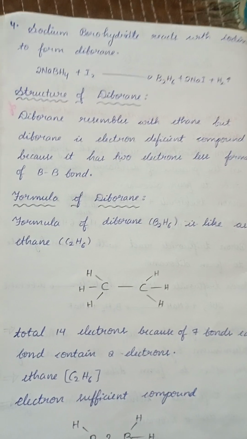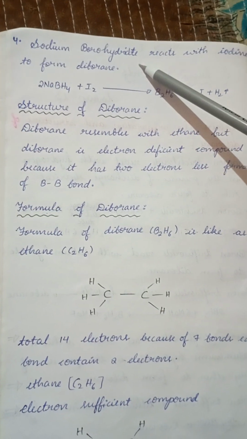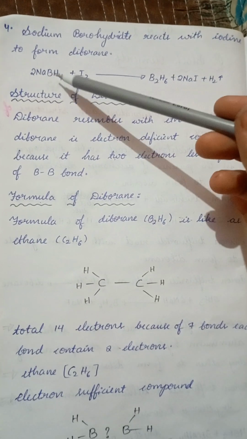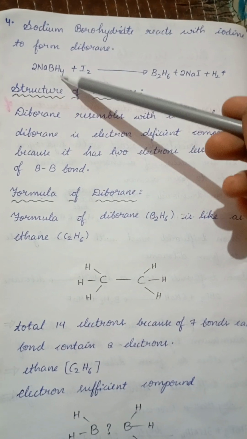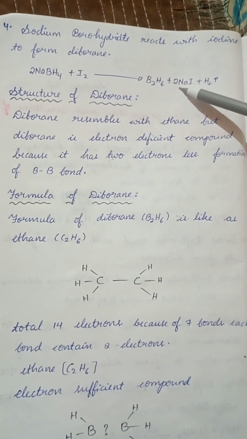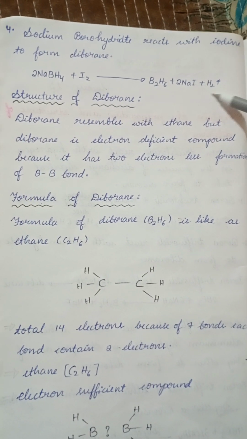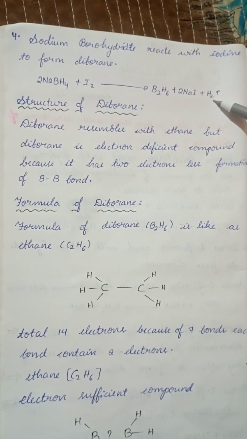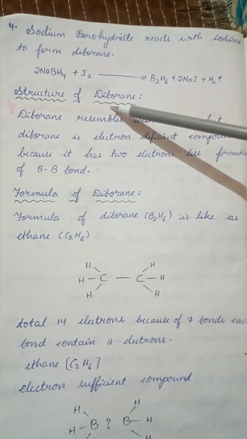Here comes the fourth method. Sodium borohydride reacts with iodine to form diborane. 2NaBH4 plus I2 gives rise to B2H6 plus 2NaI plus H2. Hydrogen gas is evolved. Next topic is structure of diborane.